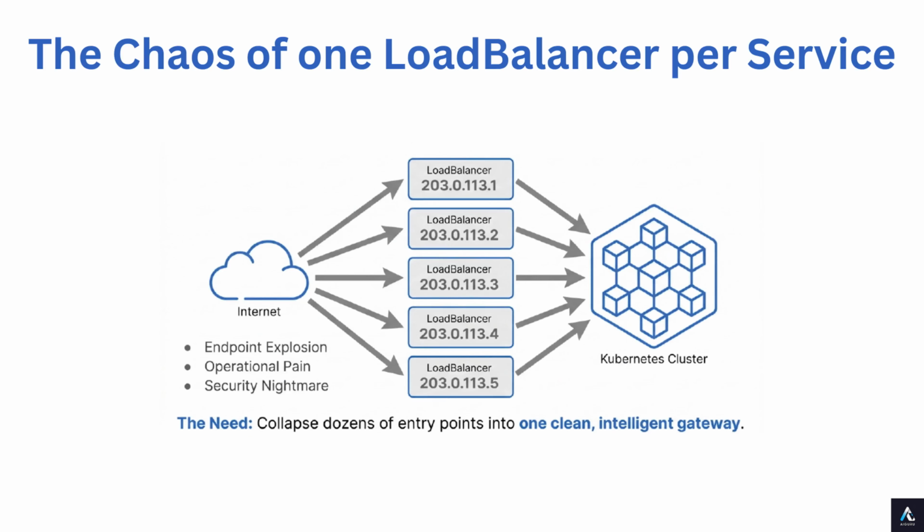Before Ingress existed, exposing applications in Kubernetes was genuinely chaotic. Every time you wanted a service to be reachable from the outside world, the solution was almost always the same. Create a new load balancer. And each of those load balancers came with baggage of its own. A public IP address, a DNS record to manage, and very often a separate TLS certificate as well.